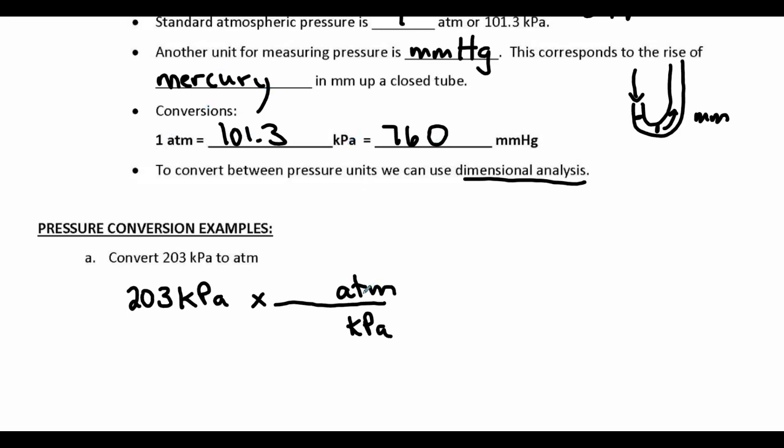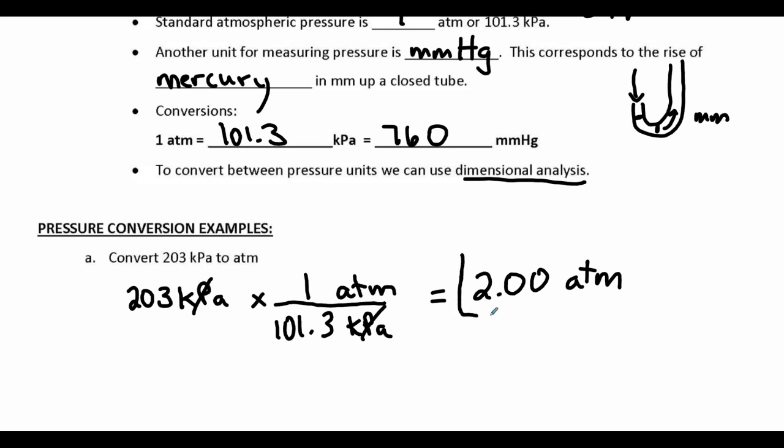How do these 2 units relate to each other? Well, 1 atmosphere is equal to 101.3 kPa. So my kPa cancels, and it's 203 divided by 101.3. So that actually gives me 2, whoops, why isn't that working? ATM, there we go. Okay, so a very simple calculation to get there. Let's try a few more.